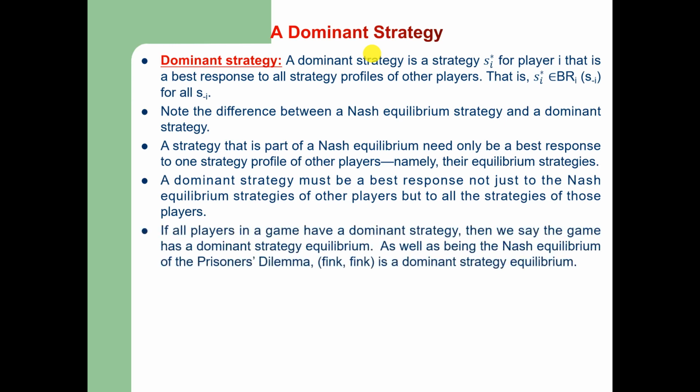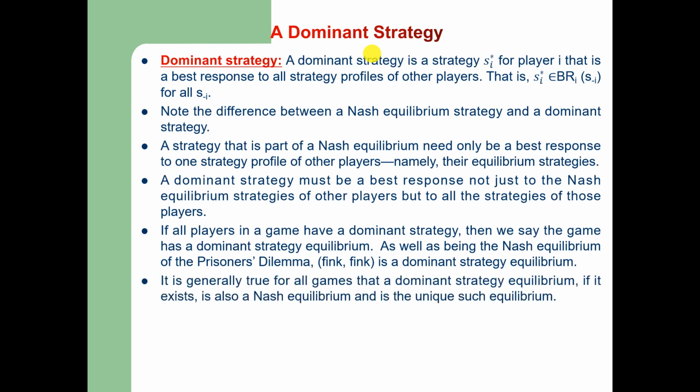If all players in a game have a dominant strategy, then we say the game has a dominant strategy equilibrium. As well as being the Nash equilibrium of the prisoner's dilemma, think is a dominant strategy equilibrium. It is generally true for all games that a dominant strategy equilibrium, if it exists, is also a Nash equilibrium and is the unique such equilibrium.